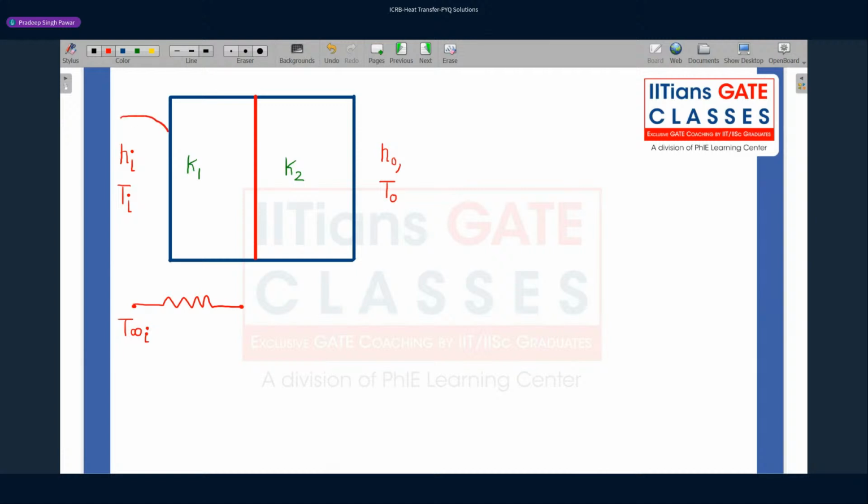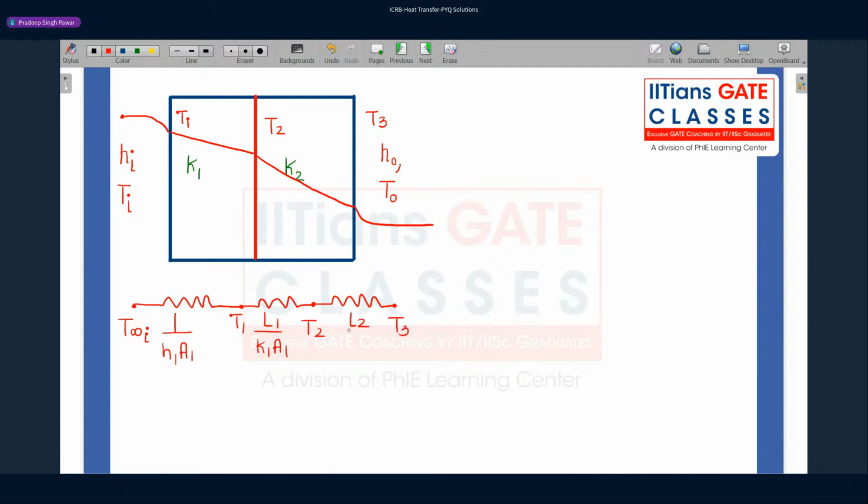So that is heat transferred via convection, then conduction, then conduction, and then via convection. Okay, so the first resistance, let us say this is our T1, this interface temperature, this is T2, and this is T3. So we have T1, so resistance will be 1 over HiAi. Then the second resistance, L1 by K1A1. Then the third resistance, L2 by K2A2. And then the third convection resistance, which is nothing but 1 over H naught A naught.